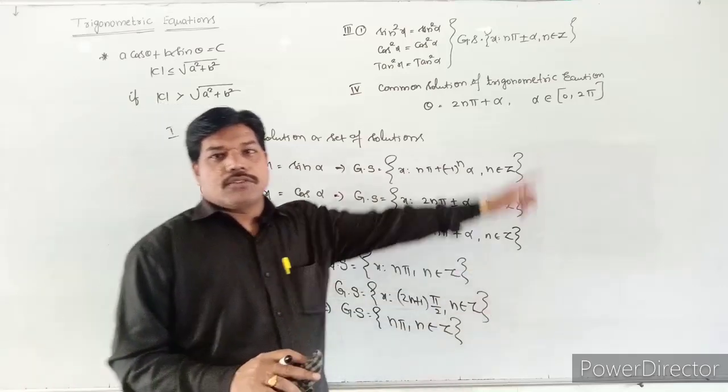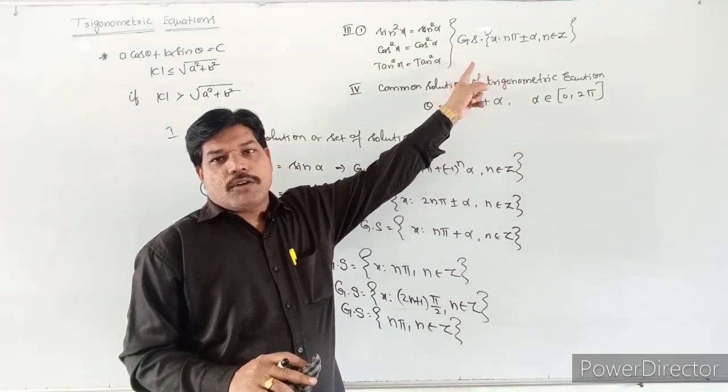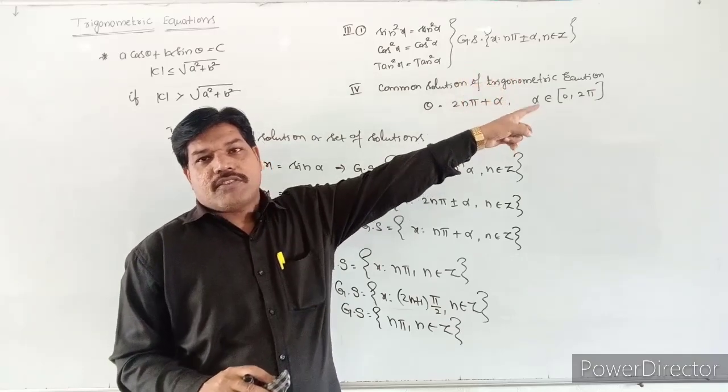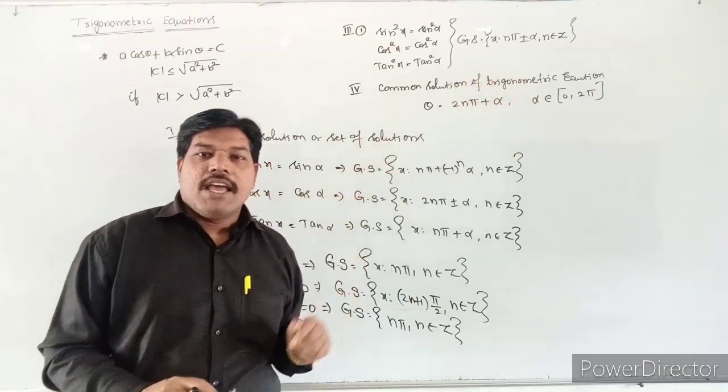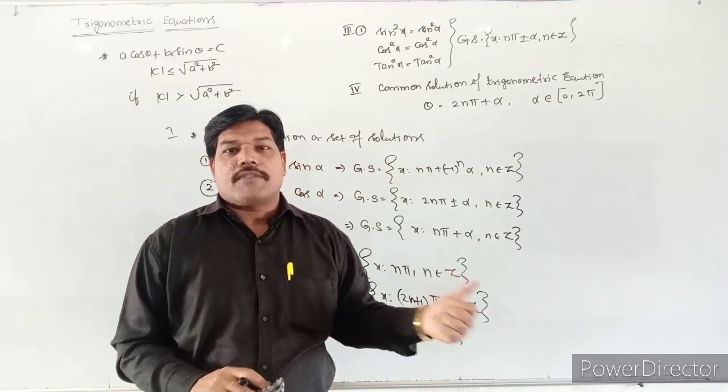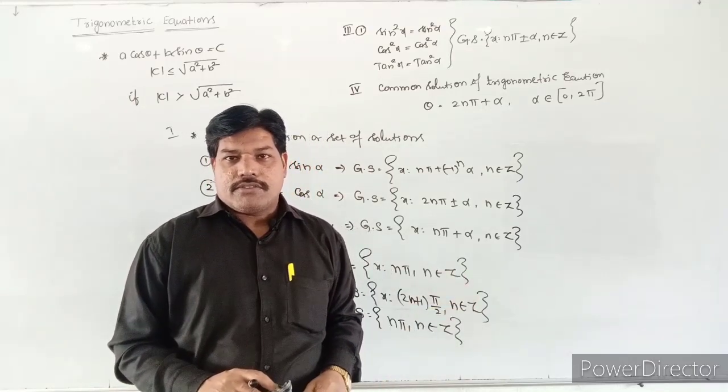Similarly, for the squares also: tan square x is equal to tan square alpha, cos square x is equal to cos square alpha, and sin square x is equal to sin square alpha. Then the general solution is nothing but n pi plus or minus alpha, where alpha is the principal solution of that particular trigonometric function. Okay.